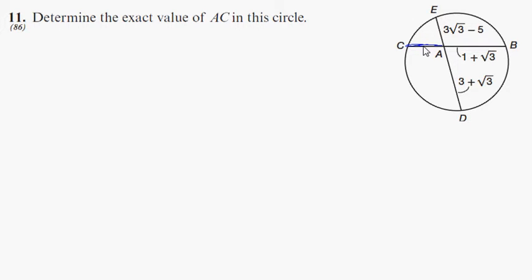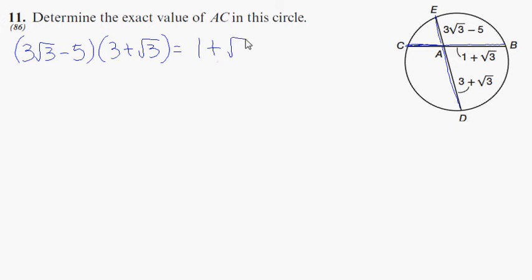So we know that, we do know this. We know that AC times AB equals EA times DA. Okay, so that's what we're going to set up first. So I'm going to say 3 times the square root of 3 minus 5 times the quantity 3 plus the square root of 3 is equal to 1 plus the square root of 3 times AC.